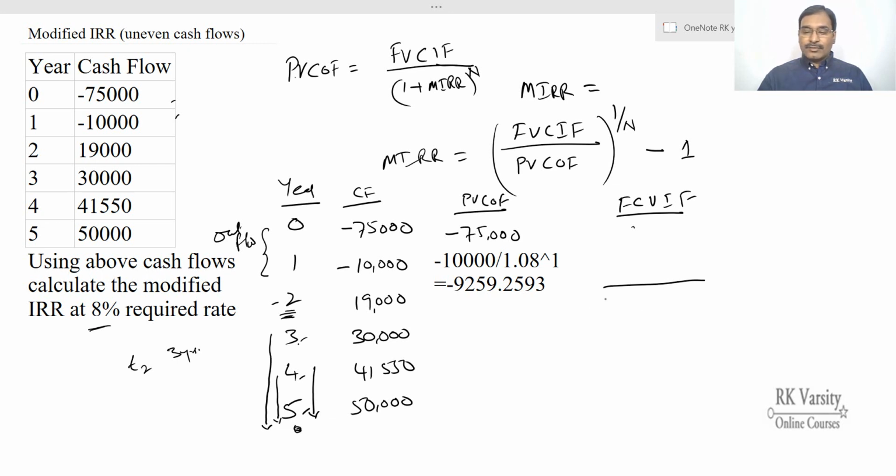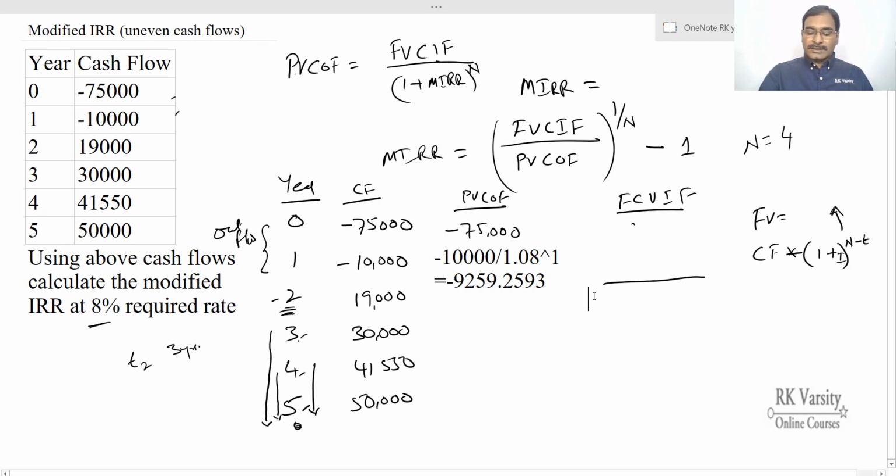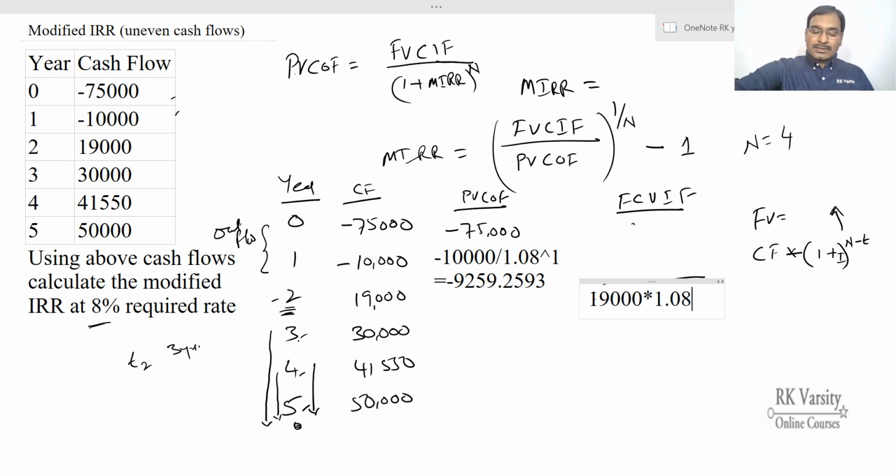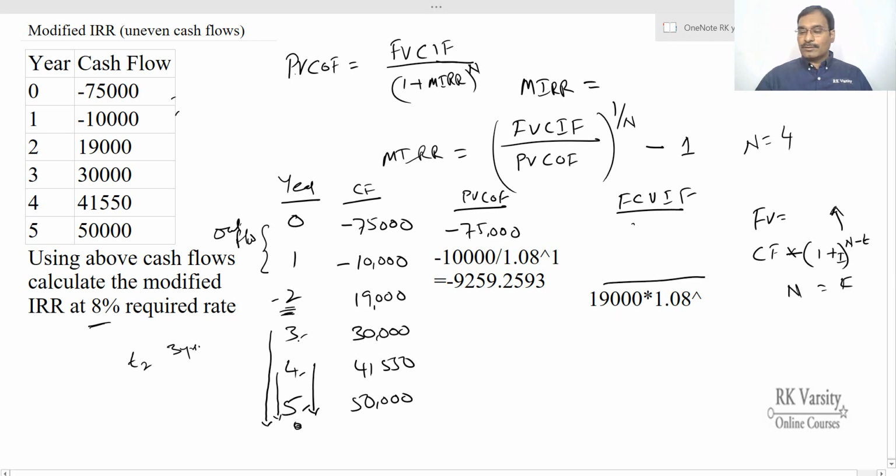While calculating a future value, the formula that we use is future value equals cash flow times 1 plus i to the power of n minus t. Here n is the total life of the project. So for our second year cash flow, this is 19,000 times 1.08 raised to the power of n minus t. Sorry, n is 5 years and t is 2. So n minus t equals 5 minus 2, that is 3.